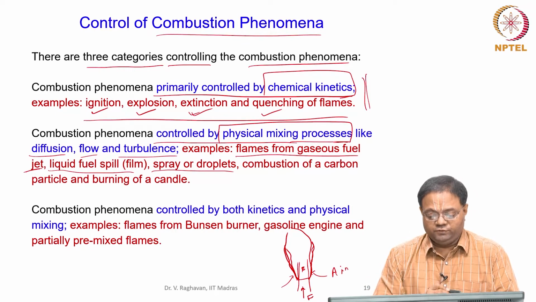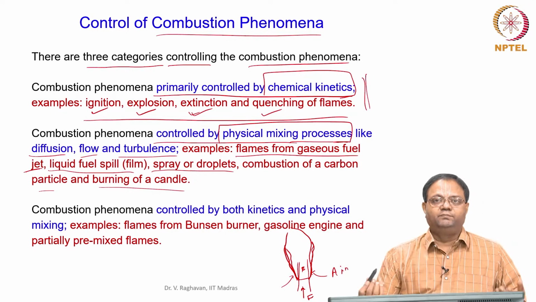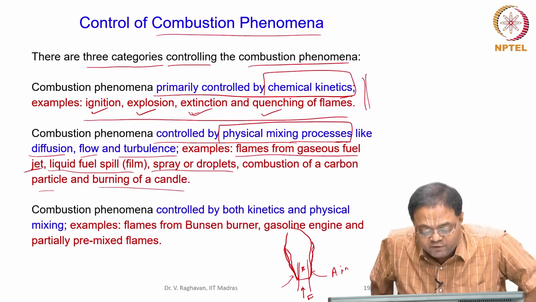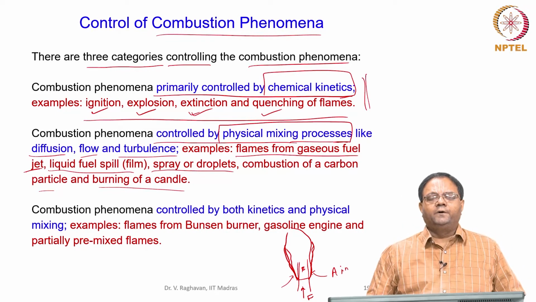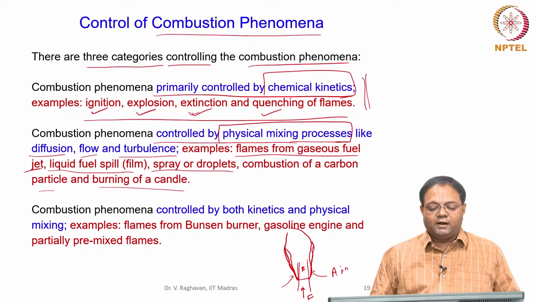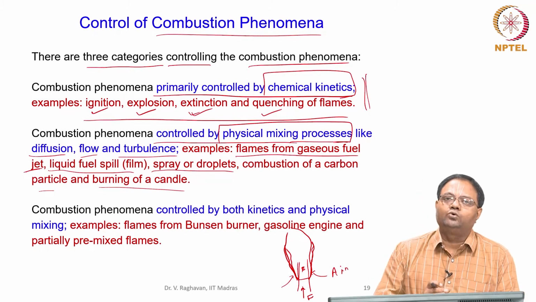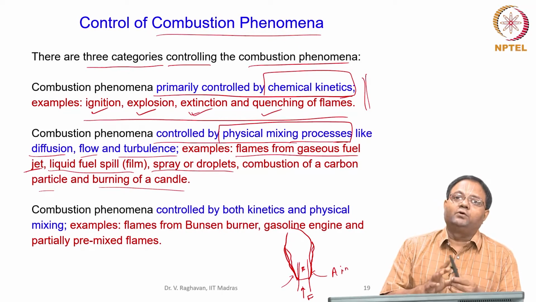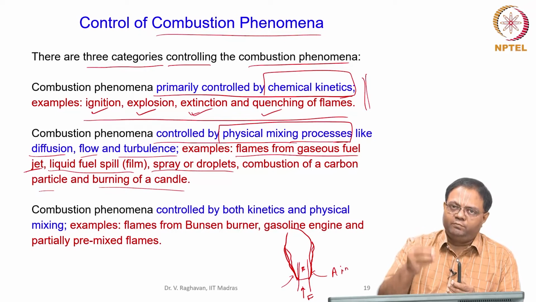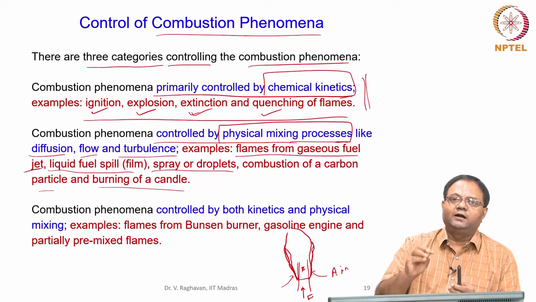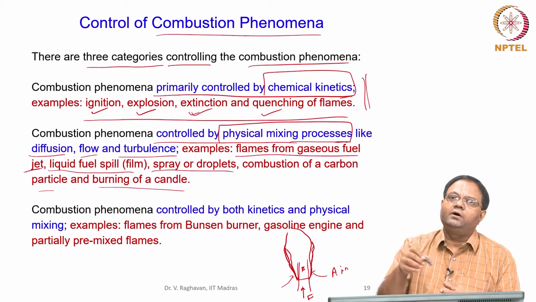Similarly, the combustion of a carbon particle or the burning of a candle is the best example we have seen. The burning of a candle is a flame where you do not have any dependency on chemical kinetics, only a little bit. The predominant control is due to the physical mixing processes. In a candle, first the wax should melt, the molten wax should vaporize, and that vapor should mix with the ambient air, and that will form a flame.